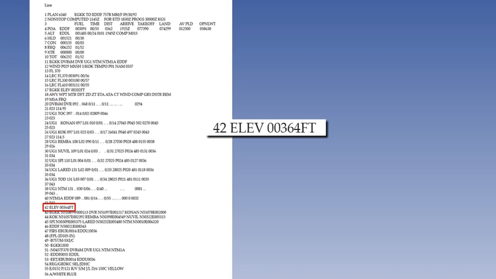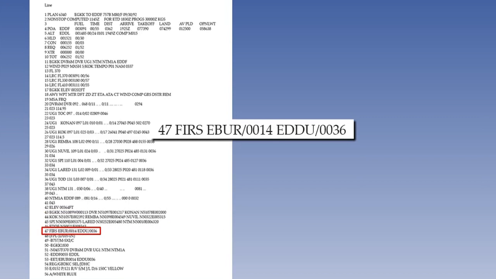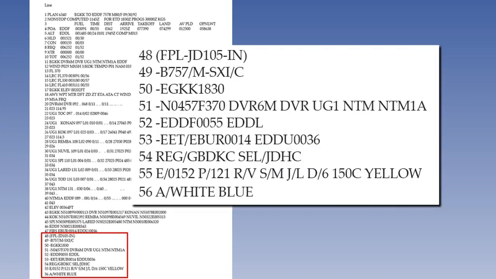Line 42 shows the elevation of Frankfurt is 364 feet. Lines 43 to 46 give the geographical positions of the waypoints, which can be entered by the crew into the FMS. Line 47 shows the total elapsed time from takeoff to the FIR boundaries. The last rows, 48 to 56, are a computerized version of the ATS flight plan.